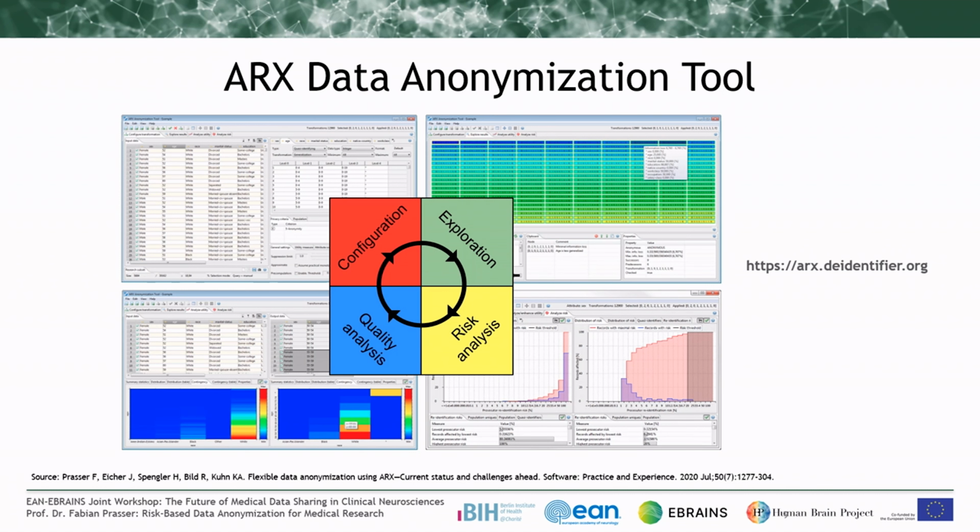ARX is available in different flavors, and on this slide you can see screenshots of its graphical front end. There are dedicated perspectives for loading datasets and configuring the anonymization process, for exploring the space of potential solutions to an anonymization problem, for analyzing risks and residual risks, as well as for analyzing the scientific usefulness of output data. In addition to this, there is a range of wizards, for example for generating dataset-specific transformation rules. More information on ARX features and a link to our code repository can be found on the project website.